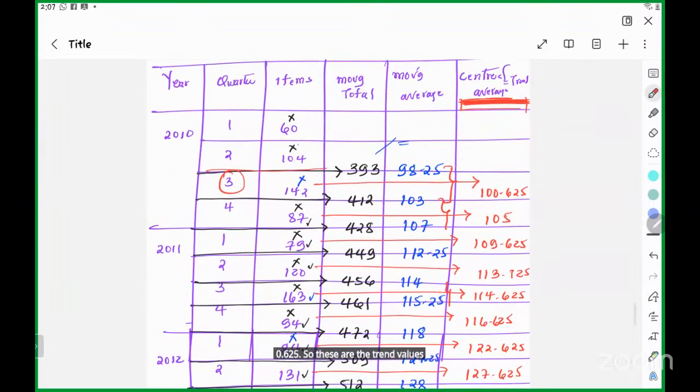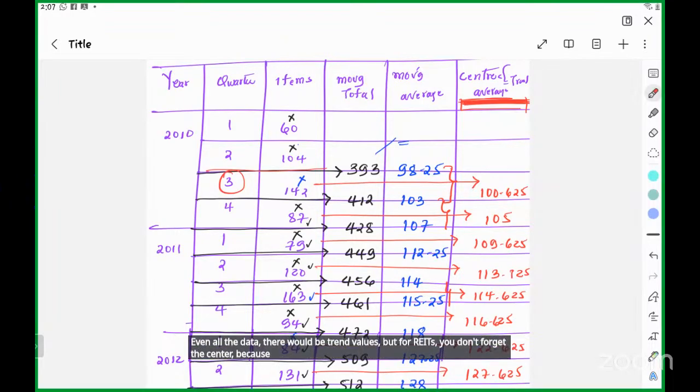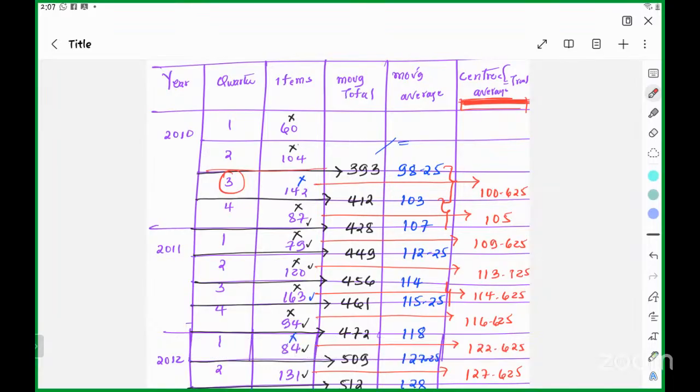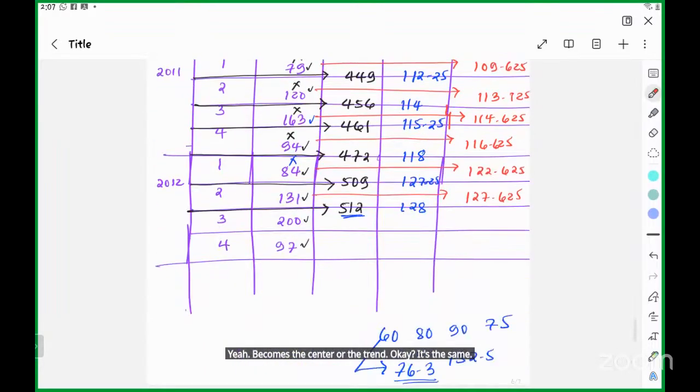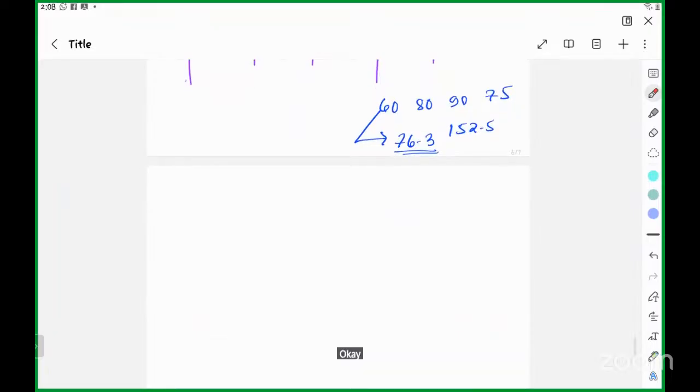They call them centered or trend values. Even for odd data, there will be trend values, but for it, you don't compute the centered because they're already centered. You got it. The moving average for odd data becomes the centered or the trend. It's the same. Thank you.